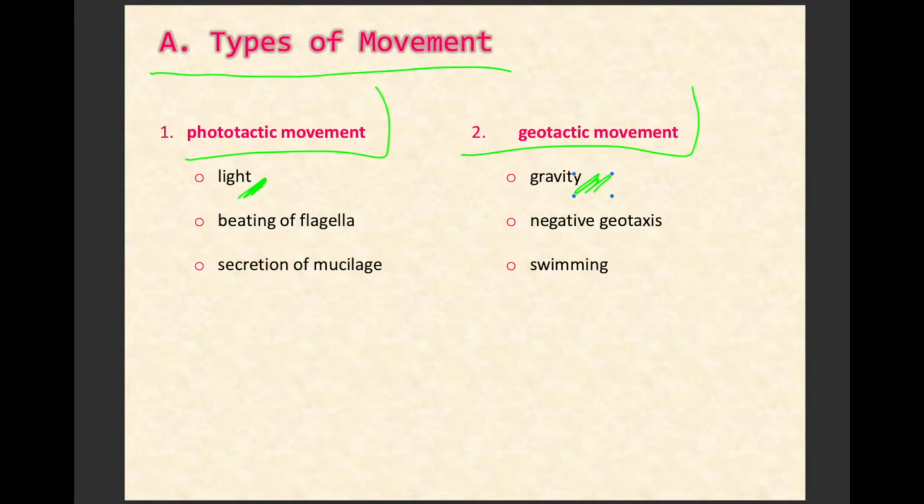And usually, in terms of phototactic movement, your organism can either produce a response by beating its flagella or secrete mucilage. So usually we have a positive or negative phototactic movement. When we say positive phototactic, usually it is photophilic, it moves towards the light. Again, most of them are photosynthetic, but in certain cases, certain representatives can exhibit negative phototactic movement, or what we call photophobic movement.